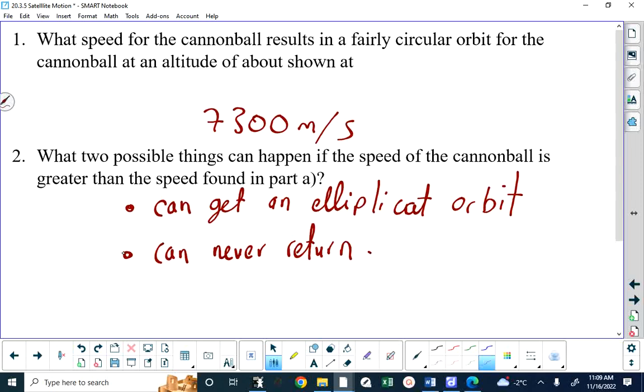I hate when you hear that on the news. Oh, when the astronauts have escaped the planet's gravity. No, they haven't. They're just really, really far away that they're not going to come back. Okay? Gravity's always there.